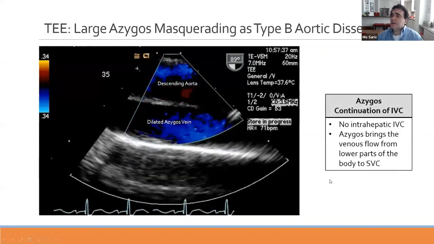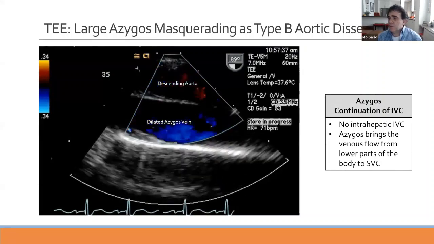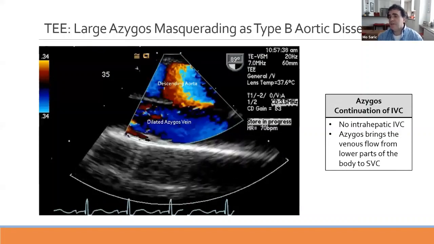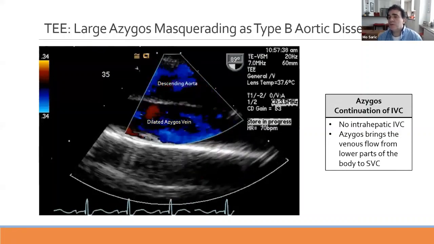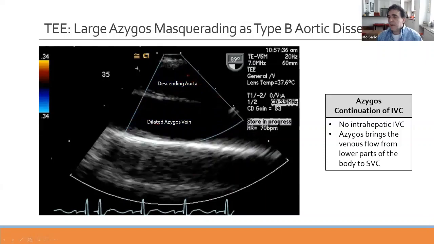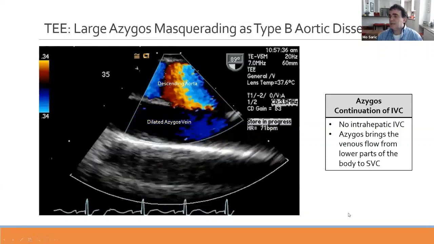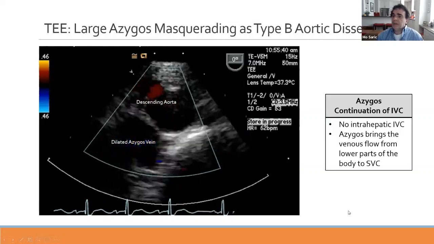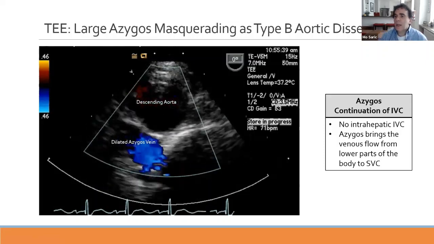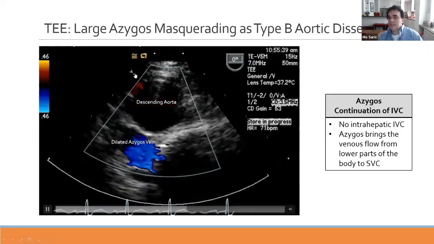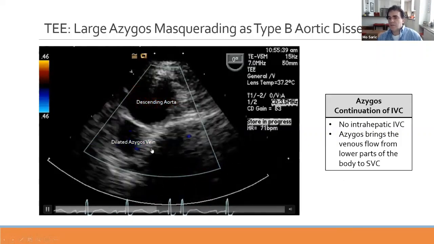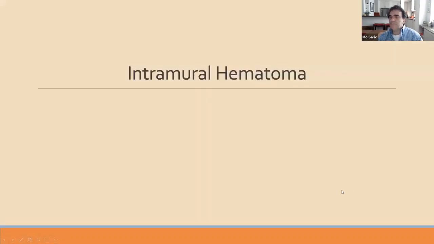And the dilated azygos vein is not very unusual because in a certain percentage of patients, there is no intrahepatic inferior vena cava, and then the entire blood from the lower portion of the body is directed through the azygos vein into the superior vena cava, resulting in a significant dilatation of the azygos vein. And you will not be fooled that this might be a dissection if you make a short axis view in the same patient, and you clearly see that these are 2 different vessels with a systolic flow in the descending aorta and a continuous venous flow in the dilated azygos vein.